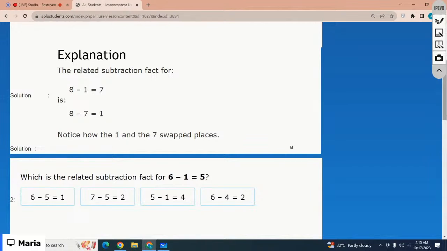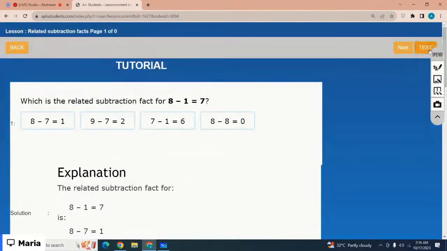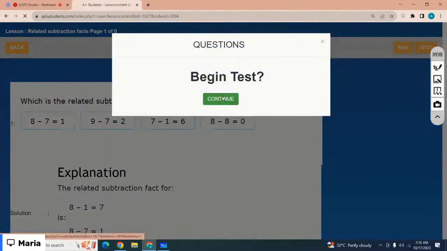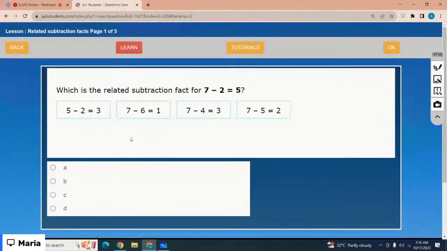The correct option is 6 take away 5 equals 1, right? The correct option is 6 take away 1 equals 5. Let's just start with the practice questions. Okay. What is the related subtraction fact for 7 take away 2 equals 5? So which is the correct option?